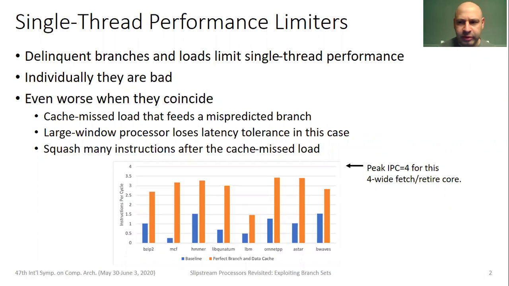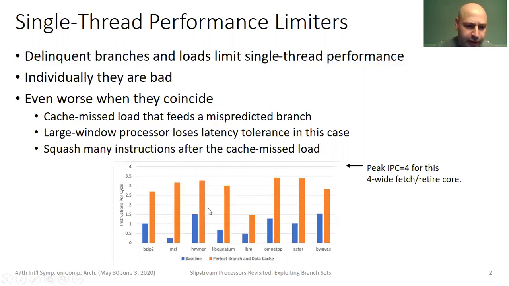So single-thread performance is primarily limited by delinquent branches and loads. These are branches that frequently mispredict and loads that frequently miss in the last level cache. Now, individually, these are bad instructions, but they're even worse when they coincide. By that, I mean a cache missed load that feeds a mispredicted branch. So a large window processor, which is otherwise able to tolerate long latency loads, loses latency tolerance in this particular case because we squash many instructions after the cache missed load.